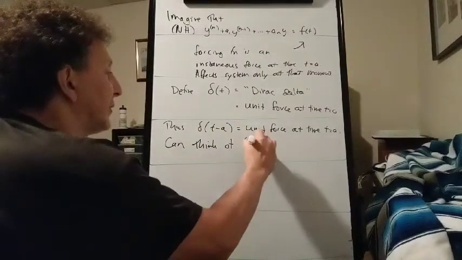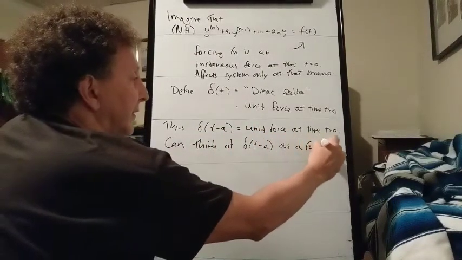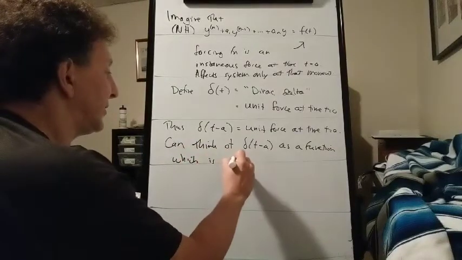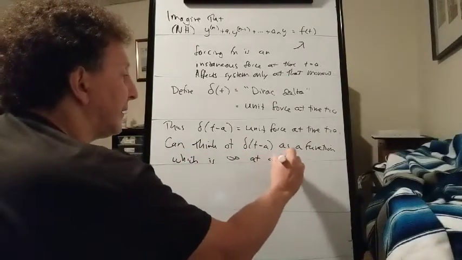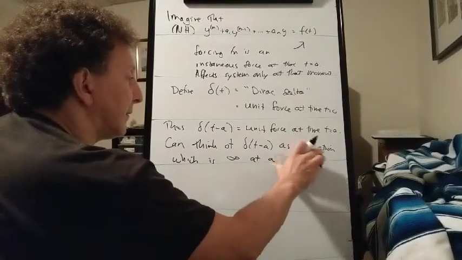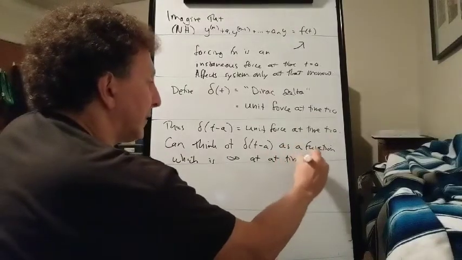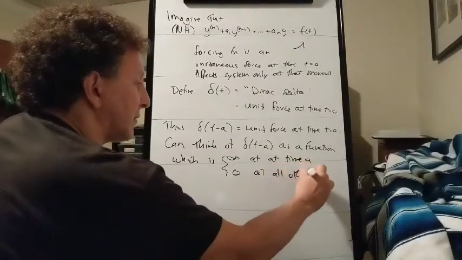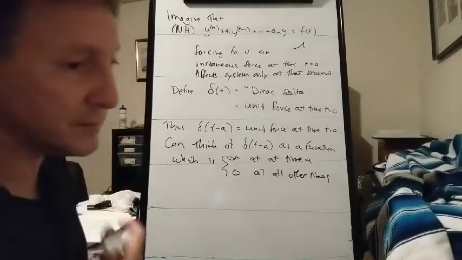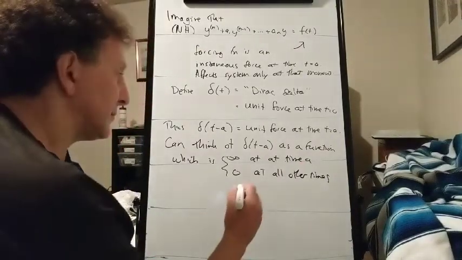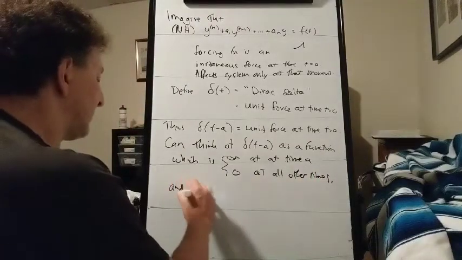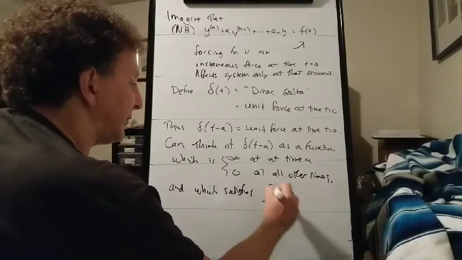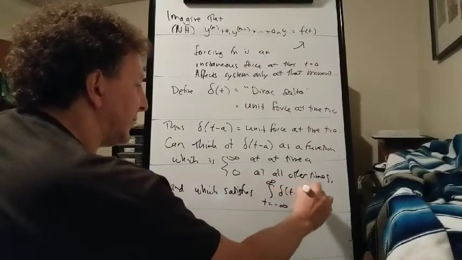So we can think of delta of t minus a as a function which is infinity at time a and 0 at all other times. And which satisfies the integral from negative infinity to infinity of delta of t minus a equals 1.